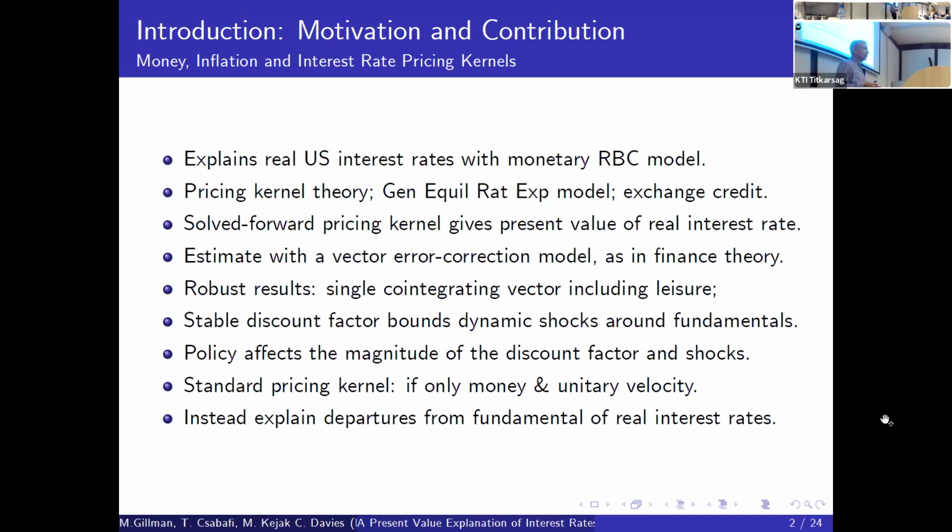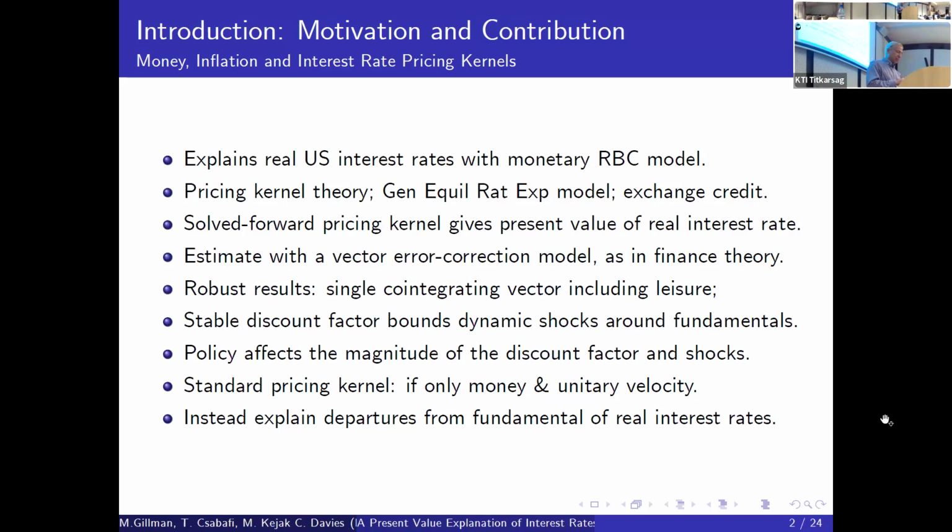Now, normally in the co-integrating vector, like in the Taylor rule, you only have consumption, but we find that leisure is very important. And we measure leisure as the percent of time that people are not working. I'll show you how we measure that. So what we find by doing the vector error correction model is this discount factor. And this is what they call it in finance theory. It's not like your rate of time preference discount that we do in economics.